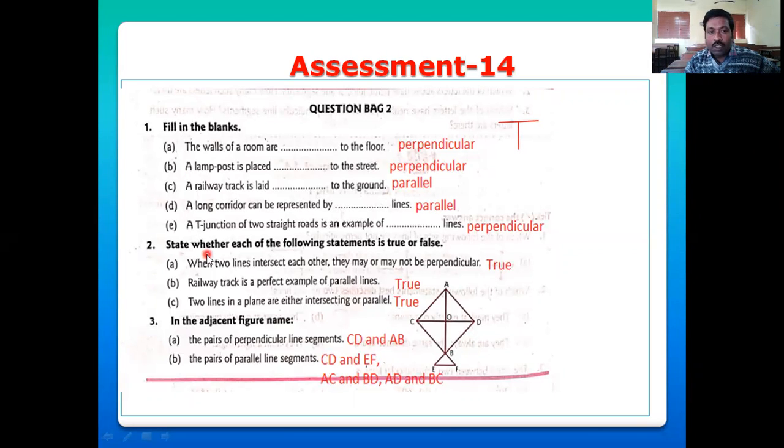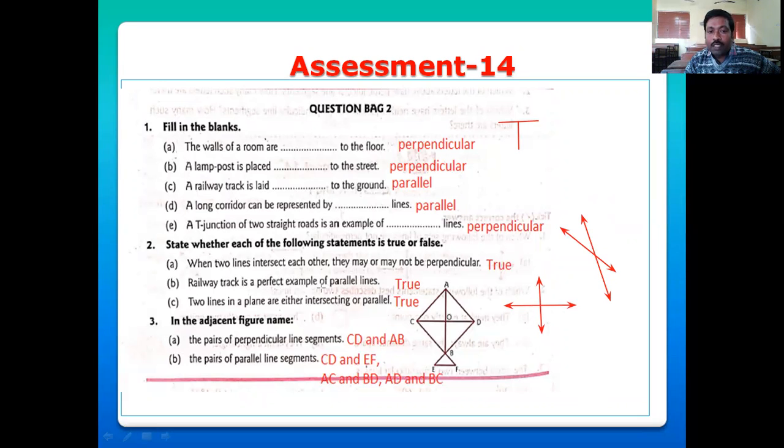Now, see question number 2. State whether each of the following statements is true or false. When two lines intersect each other, they may or may not be perpendicular. When two lines intersect, they may be perpendicular or not. Yes, it is possible. Suppose this is one line and this is one line. It is not perpendicular to each other. But you can draw in this way, they are perpendicular to each other. So our answer will be true.